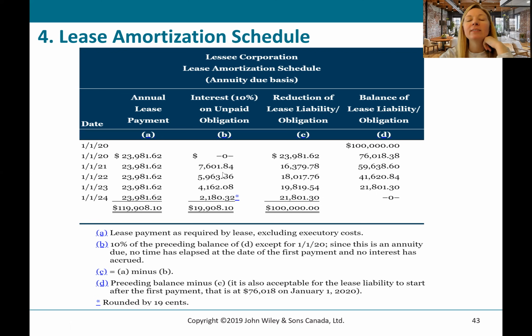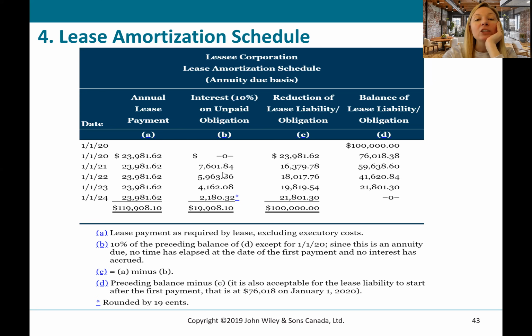And you can see that on day one, the second 120 is that 76,018, which is the amount that we had in our journal entry you saw before. So what's happened there is we have a present value of payments of 100,000. We made our first payment on January 1st. As soon as we set up the lease, we cut this check, 23,981, and that gives us a carrying value of 76,018.